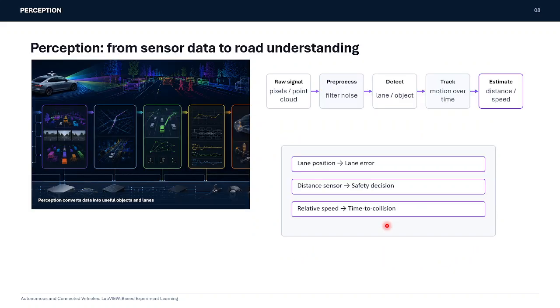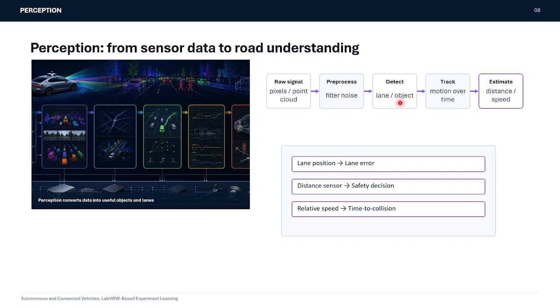Now we look at the different types of perception, from sensor data to road understanding. We take all the sensors; the sensors get the raw signal data. Then we have to do the processing: we filter the noise, extract the main data, and filter out the unwanted data.